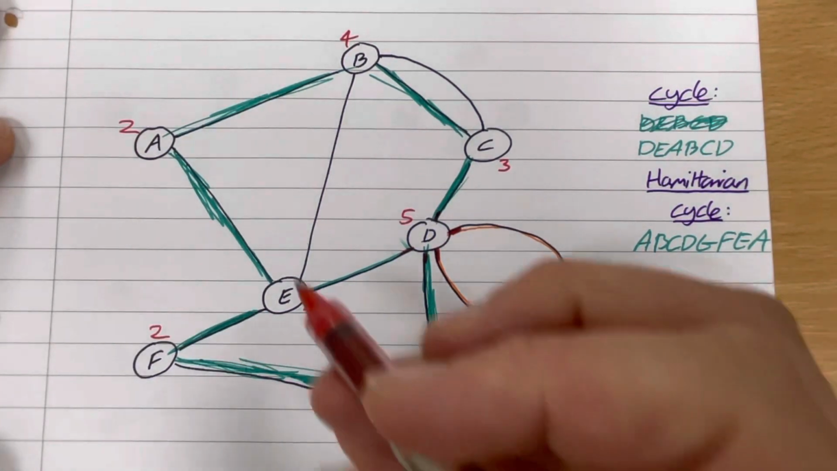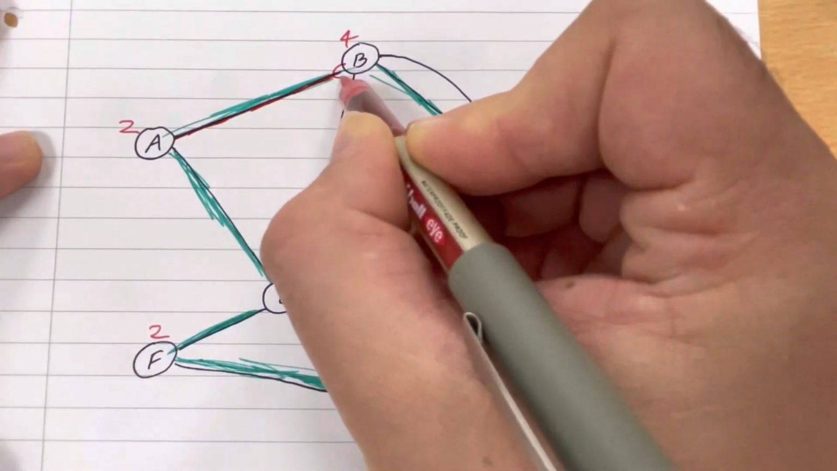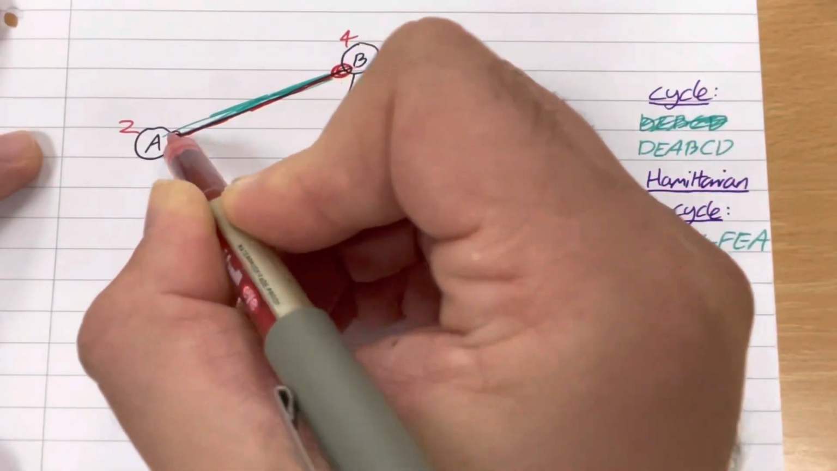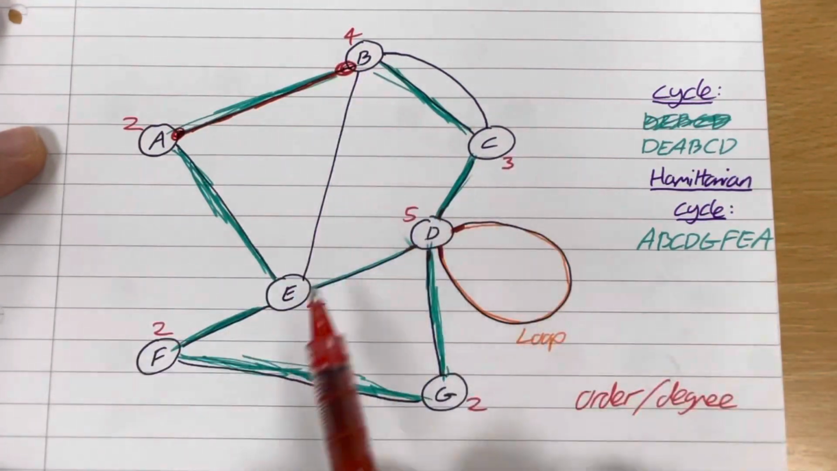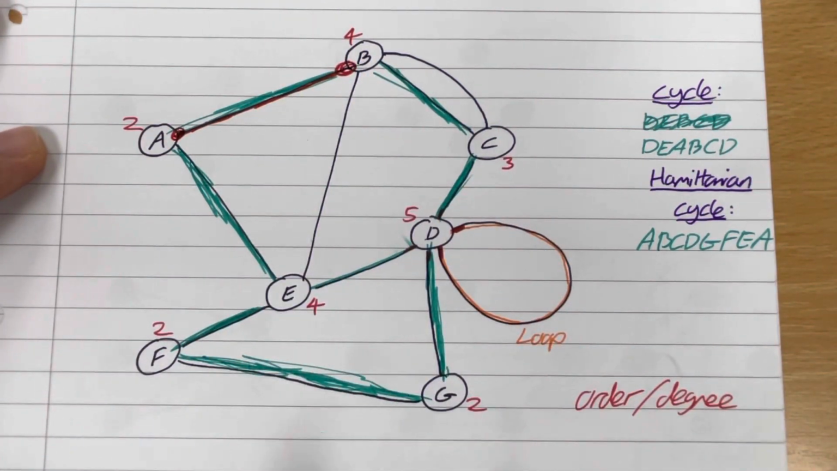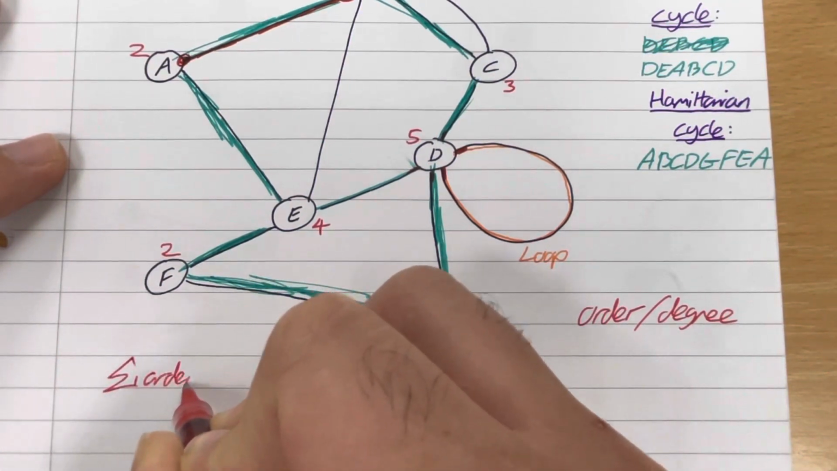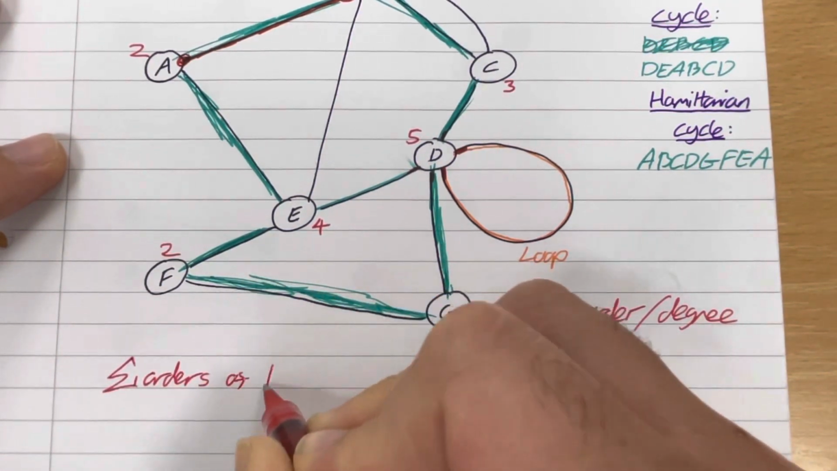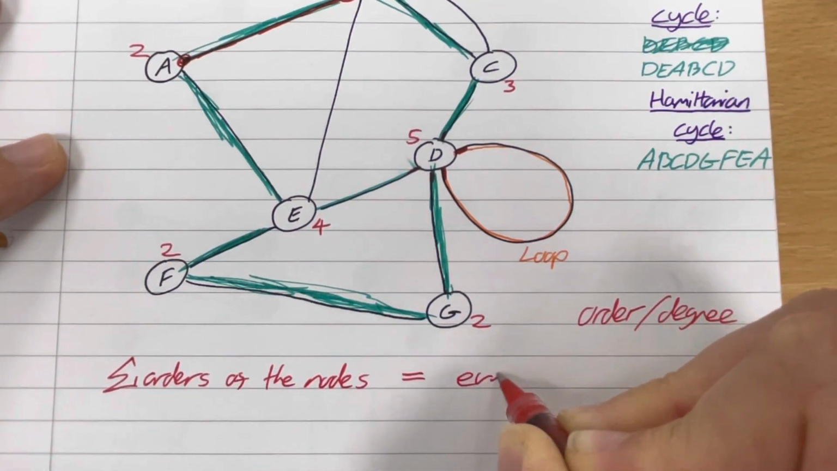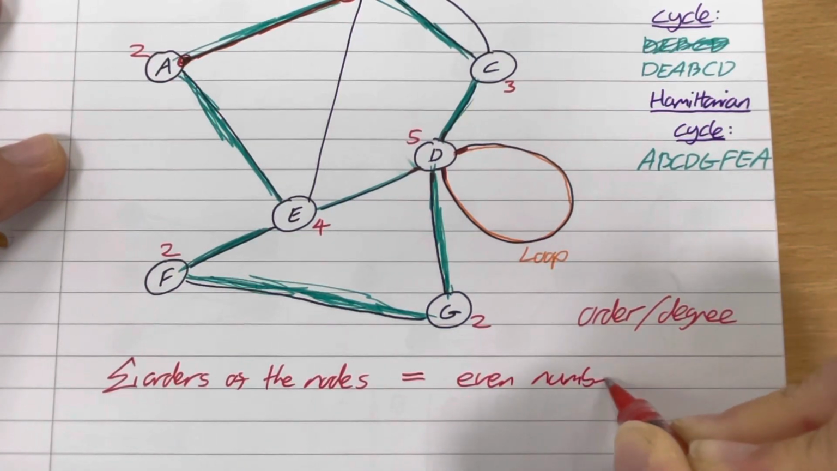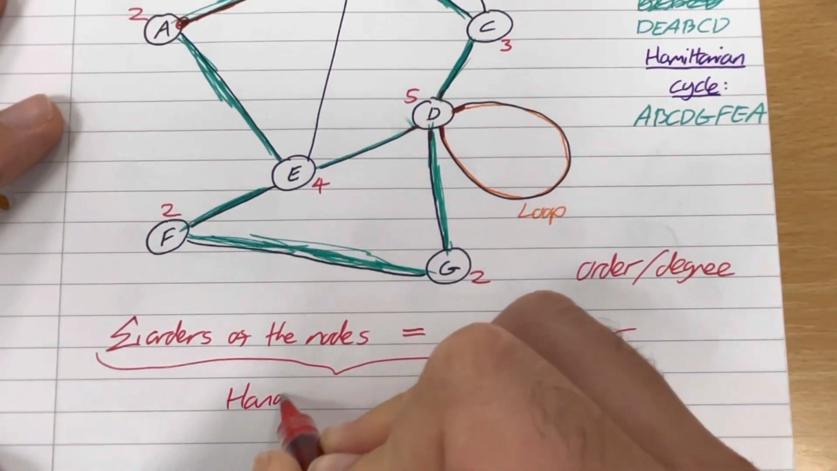Now, what you may notice is each arc or each edge contributes 2 orders to the graph. So therefore, if you add up all of these orders, it has to be an even number. If you sum all the orders of the nodes, that must be an even number. And this idea is referred to as the handshake lemma.